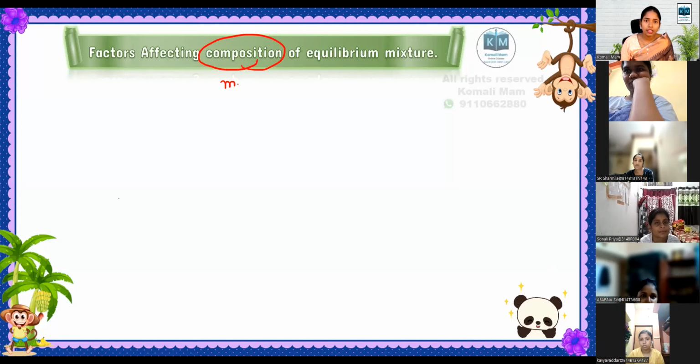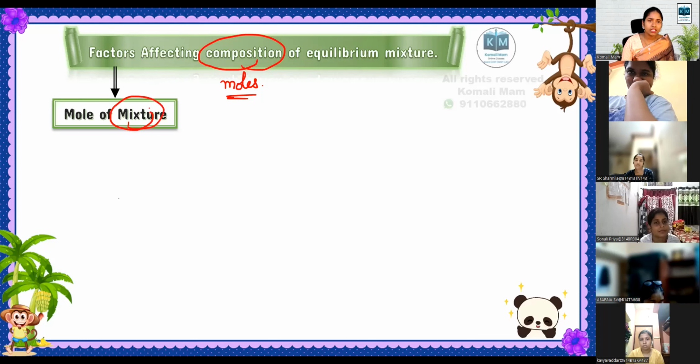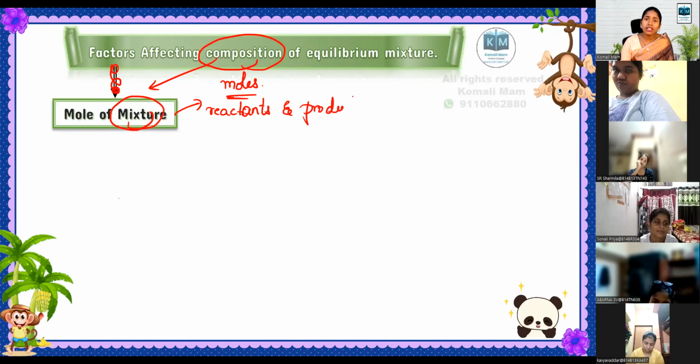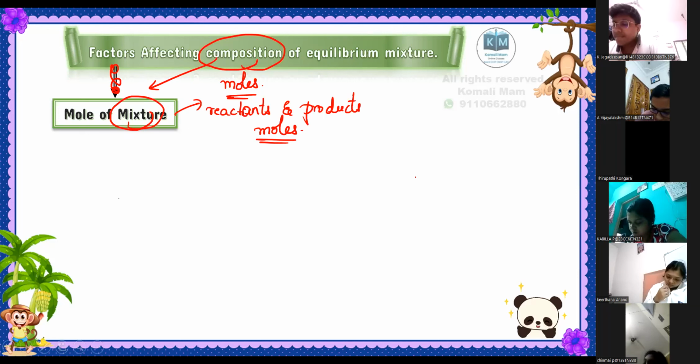Listen carefully. Factors affecting composition of equilibrium mixture. What is the meaning of composition? Nothing but the moles. I'm talking about composition: the moles of the reactants and products in the mixture. How will these moles change? If you change these moles, how will the equilibrium change?